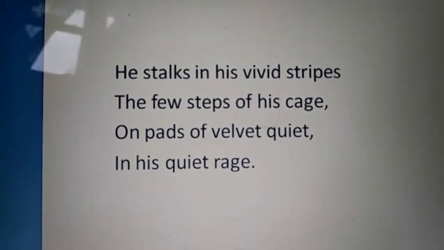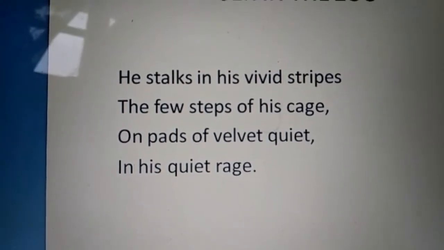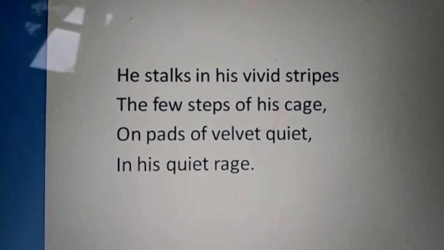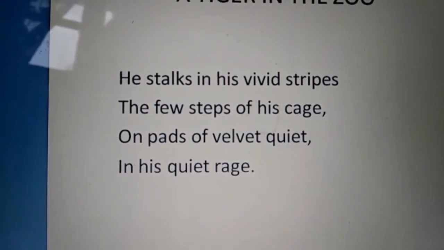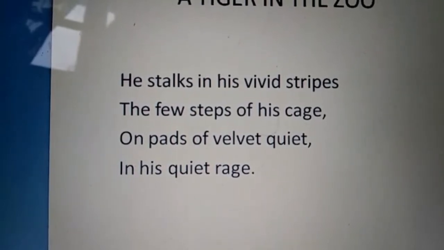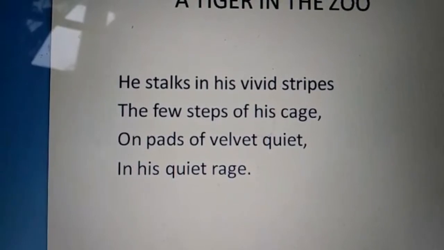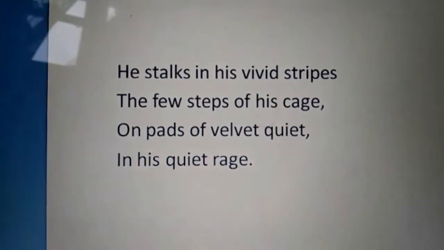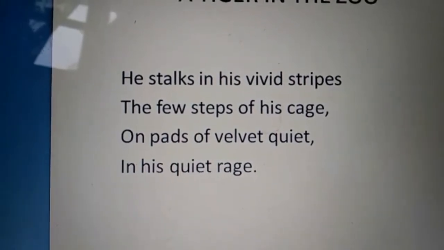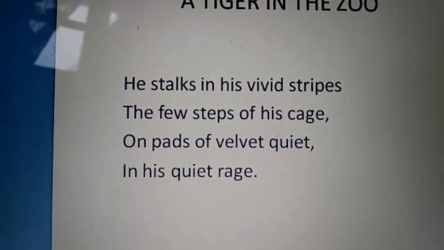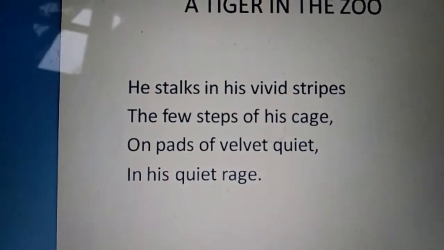He stalks in his vivid stripes. Stalks means walk about. He stalks in his vivid stripes the few steps of his cage, on pads of velvet quiet in his quiet rage. What are the lines associated with a tiger? And what are the lines that go against the life of a tiger, of an animal?